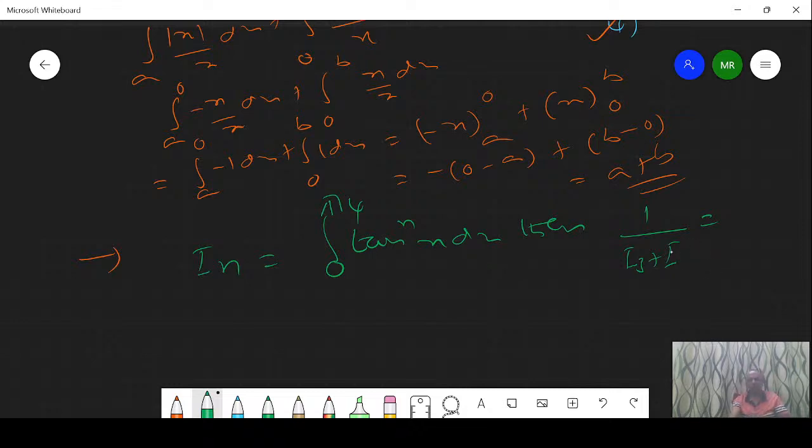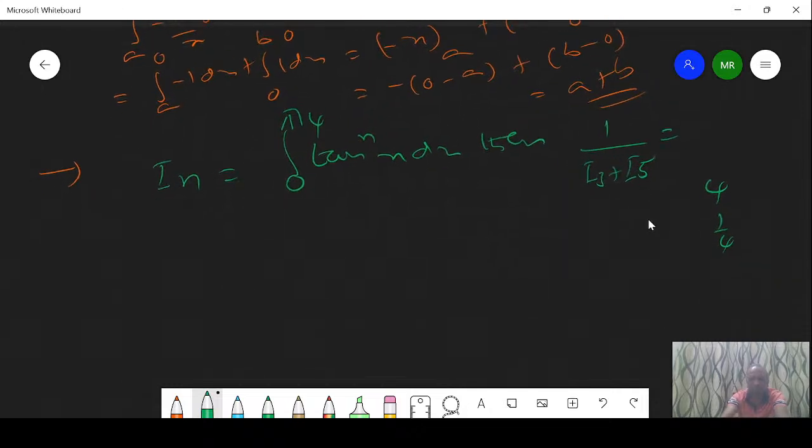I can tell you the options also. This is I3 plus I5. The options given are 4, 1 by 4, 1 by 2, 1 by 8. They are given 1 by 2. So these are the answers they have given here.